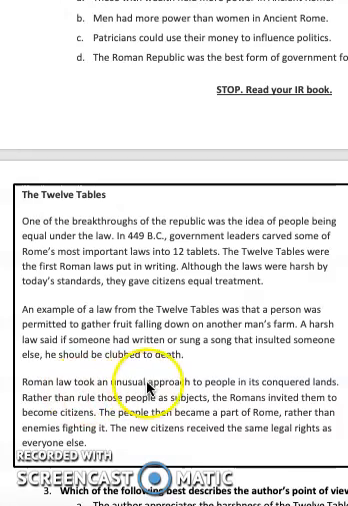Roman law took an unusual approach to people in its conquered lands. Rather than rule those people as subjects, the Romans invited them to become citizens. The people then became a part of Rome, rather than enemies fighting it. The new citizens received the same legal rights as everyone else.